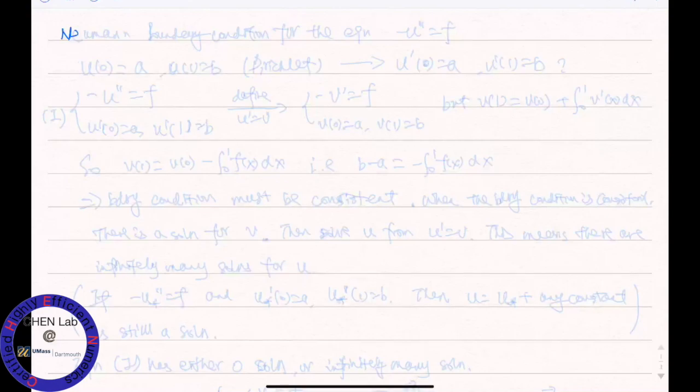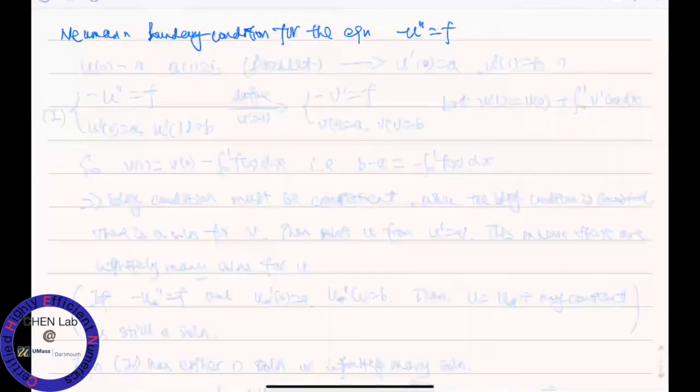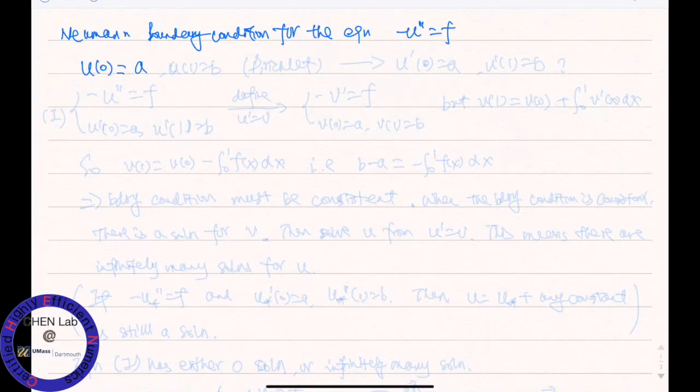This lecture is about Neumann boundary condition. For the equation that we just started studying, negative u double prime is equal to f, what we had before is u(0) is a, u(1) is b. This is called Dirichlet.